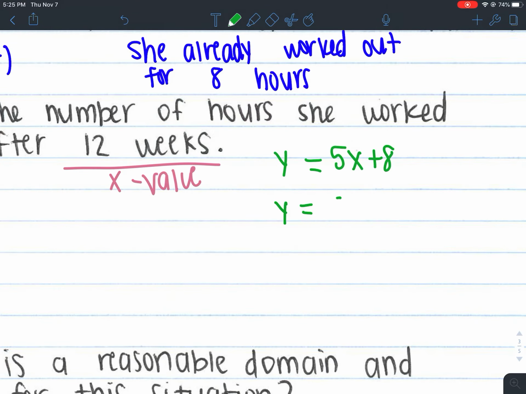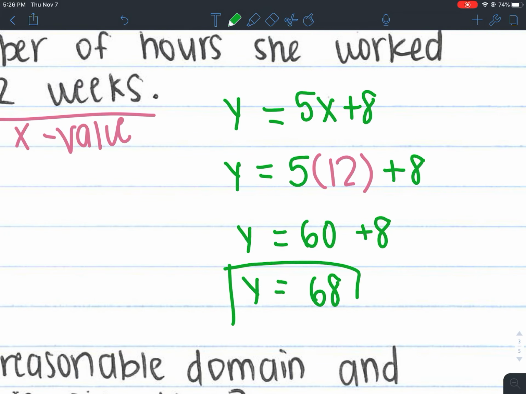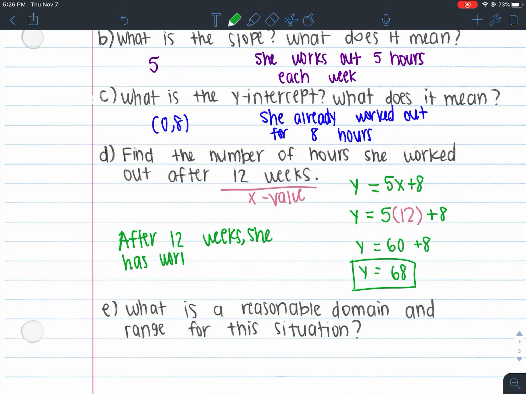So y equals 5 times 12 plus 8. And the reason why you don't plug it in for y is because, remember, y is your hours, and we're plugging it in for 12 weeks. So y equals 5 times 12 is 60. So then we have y equals 68. Well, what does this mean? It means that after 12 weeks, she has worked out for 68 hours.